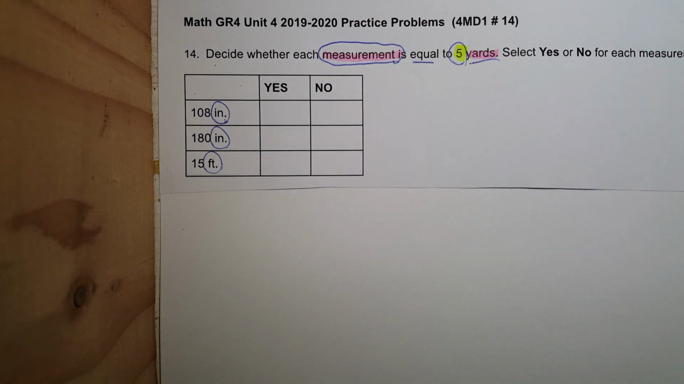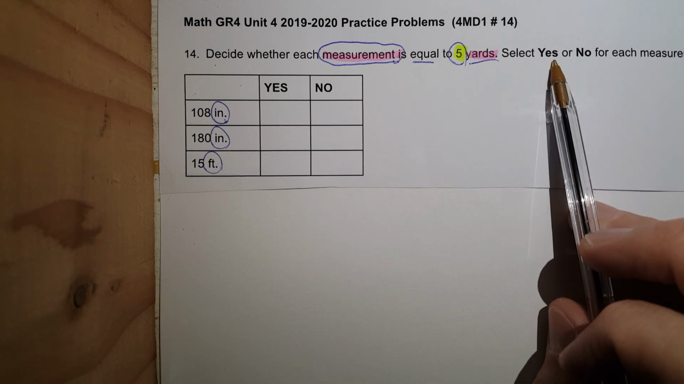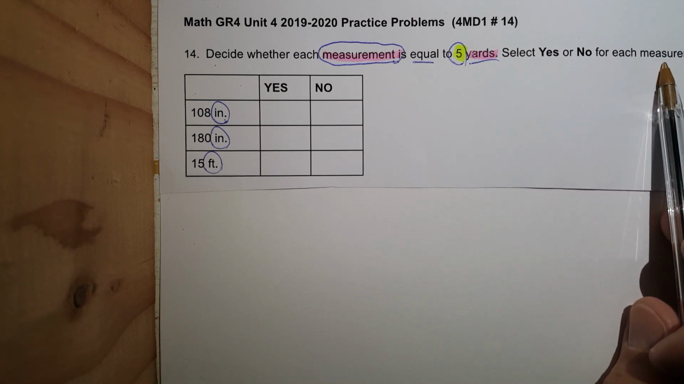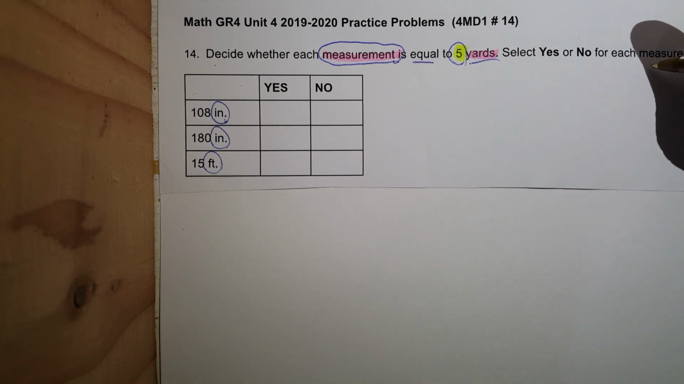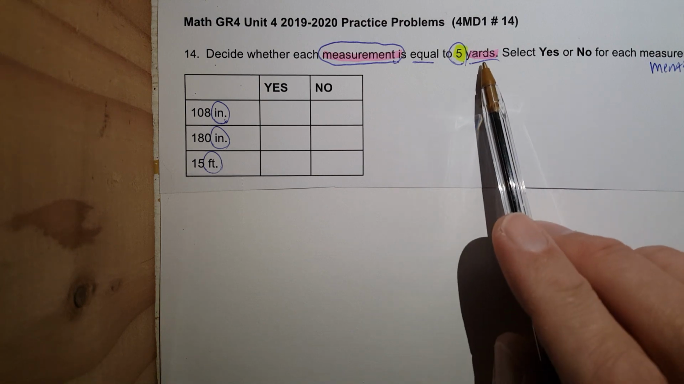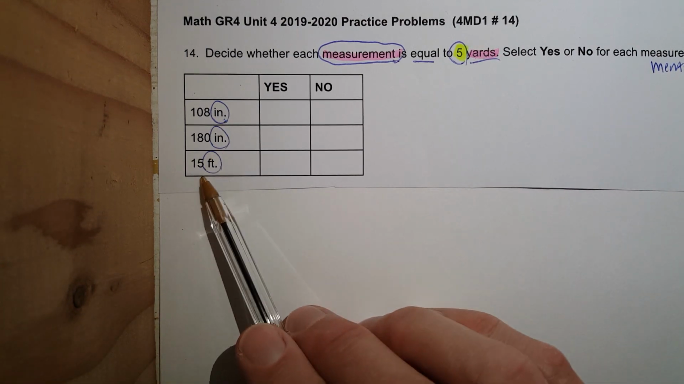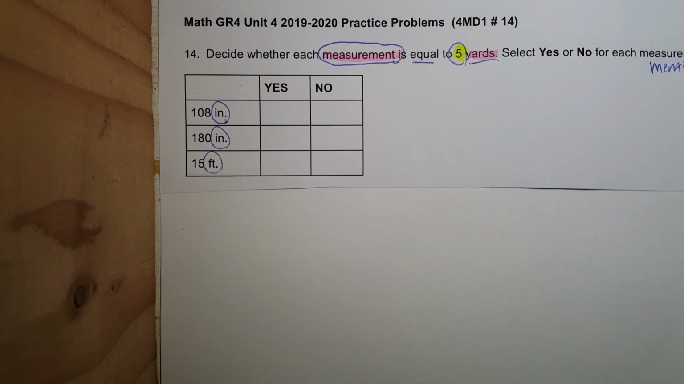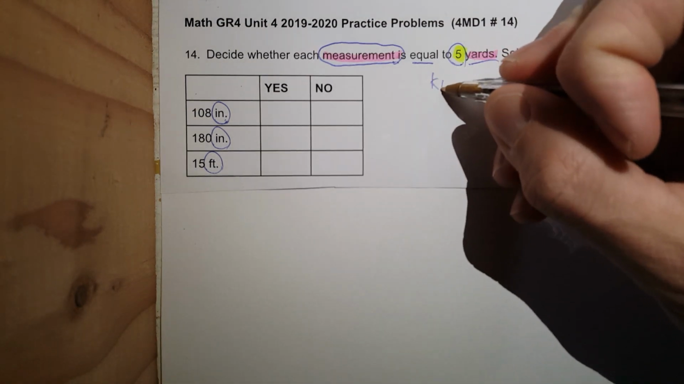1 yard is 3 feet. Select yes or no for each measurement. So what's cut off here is meant. Okay? All right, so here we go. We have yards, inches, feet. So let's go with this. What do we know?